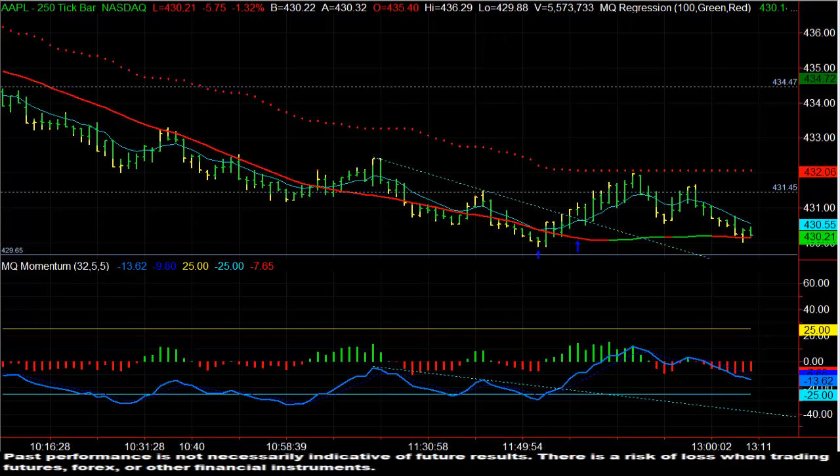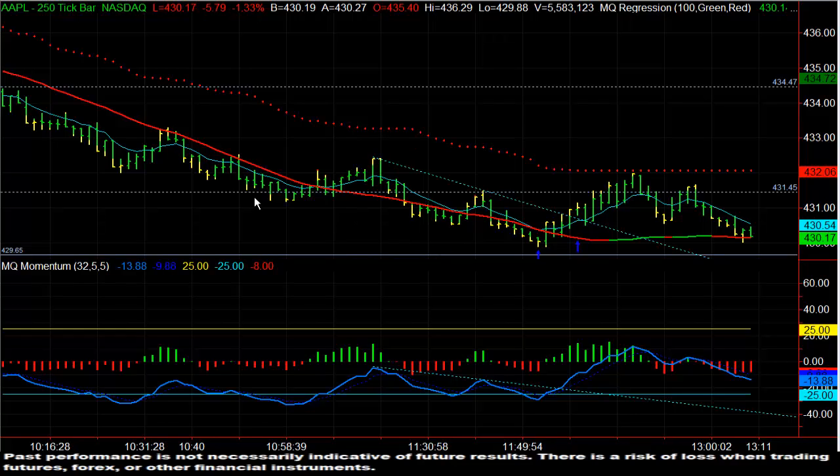And the trade that we did in the Options Live Trading Room that I'd like to focus on today was actually an Apple on a 250 tick bar chart. Now, this was later on in the morning, roughly around 11:30. Started watching the opportunity to do a swing trade.